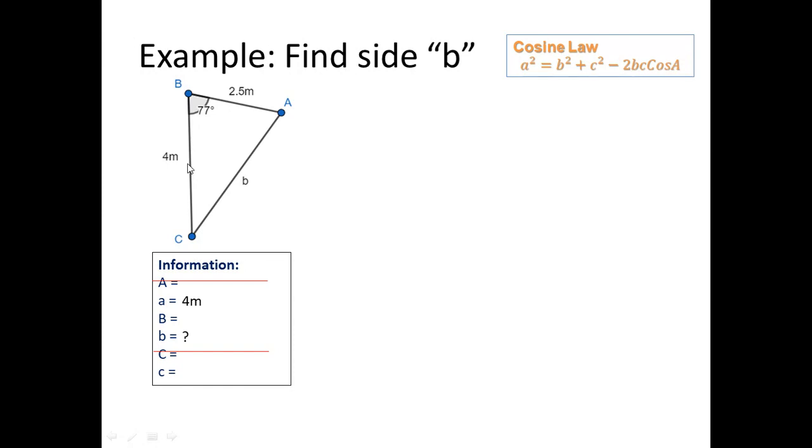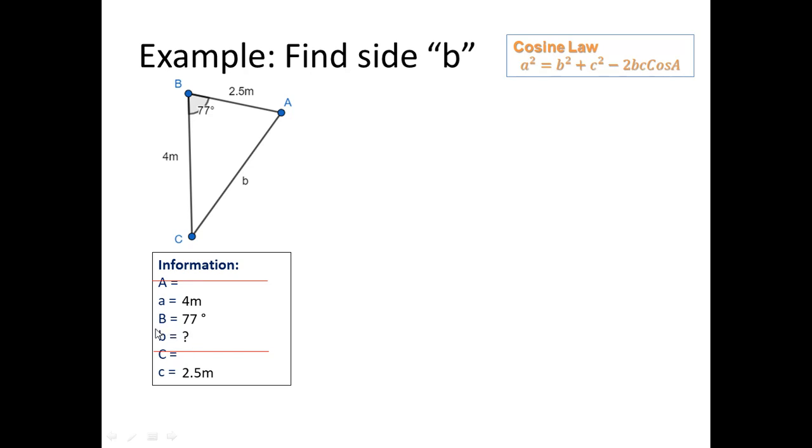Little a is equal to 4 meters. Angle B is 77, and side C is 2.5. Now remember, when it's our cosine law, if I'm not using A, I need to rewrite my equation so that it corresponds with the diagram.